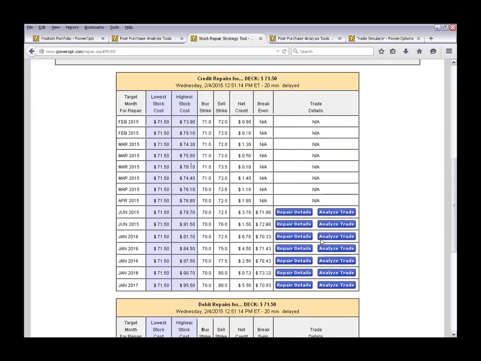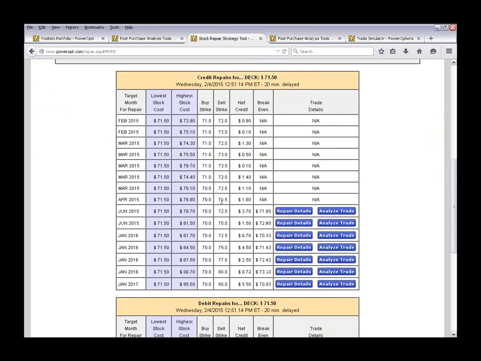All right, now, not as close in as I had hoped. I'd hoped to see some April repairs. March was skeptical, but we can see some June repairs here, and then there are January repairs as well. What this tool did is attempt to build a ratio call spread for us to help us get back to break even. You see here the strikes that are listed. For the April 2015 expiration, it tried to build a repair using the 70 strike and the 72.5 call strike, which would have resulted in a net credit of $1.80. However, that does not get us back to break even, so we don't see any trade details.